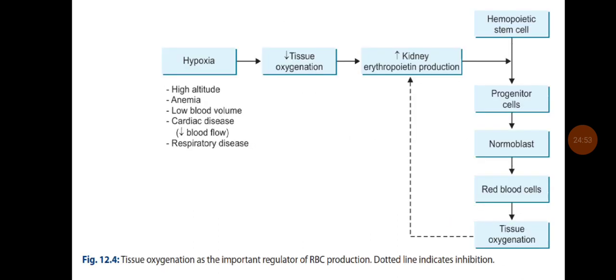So this is how hypoxia regulates production of the RBC. Hypoxia leads to reduced tissue oxygenation, which increases erythropoietin production. That stimulates the hematopoietic stem cells to produce red blood cells, which helps in the oxygenation of the tissue, and that acts as a negative feedback mechanism for the production of erythropoietin in the kidney.